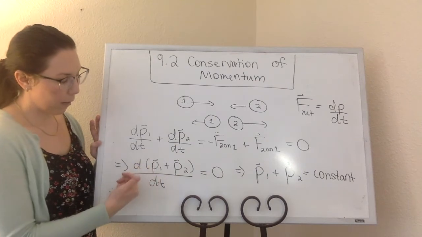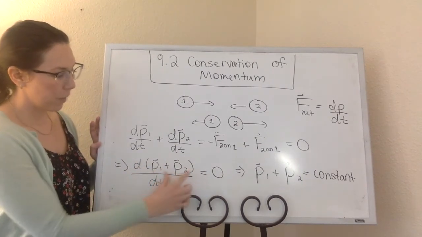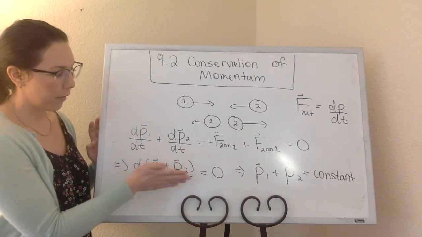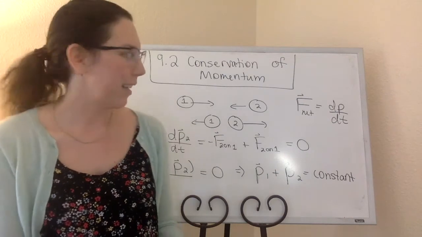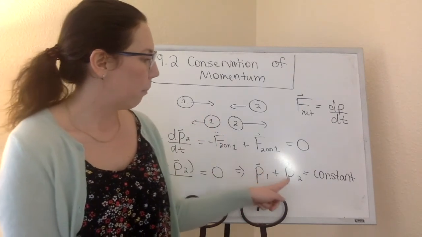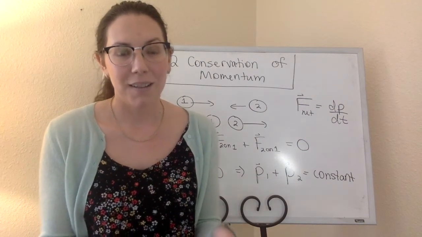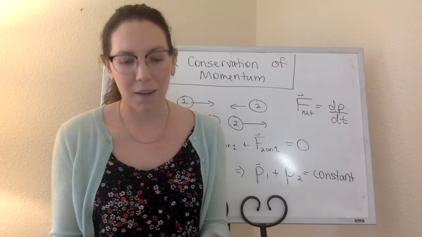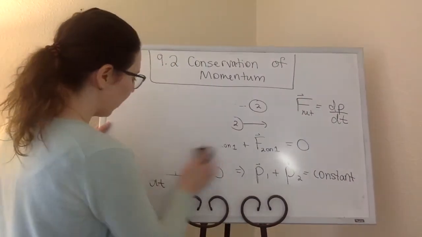And we can pull out d by dt to take the derivative of the sum, which means that what's inside, if the derivative of it equals 0, it must be a constant. So this tells us that the sum of the momentum of object 1 plus the momentum of object 2 has to be constant. So we can apply this to before and after the collision, and this is the law of conservation of momentum.